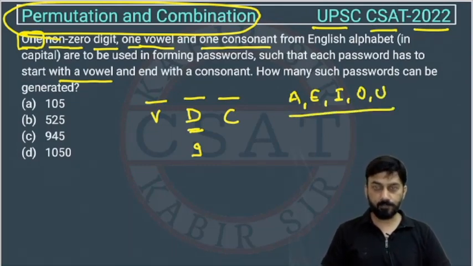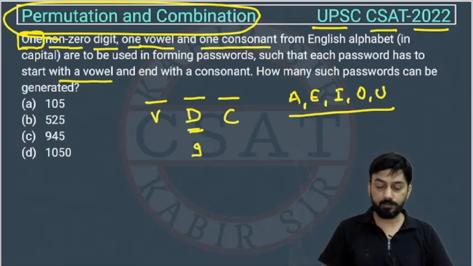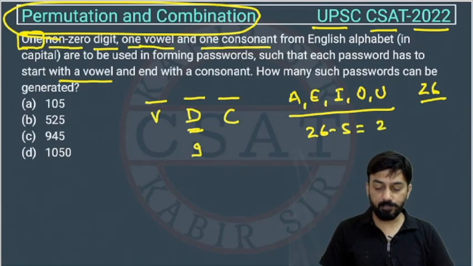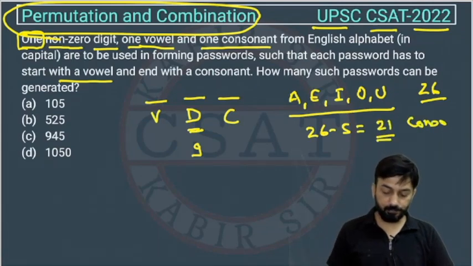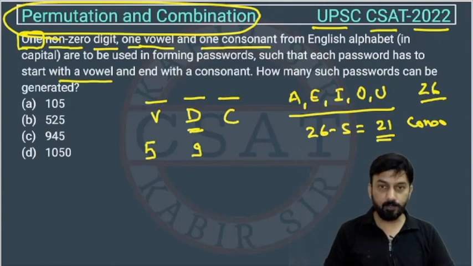Consonants are the alphabet letters that remain if we remove the vowels. So in total we have 26 letters. Okay, from those we will remove the 5 vowels. So how many consonants are we having? 26 minus 5 means 21 consonants, right? So these are consonants. Okay, so vowels can be 5, so total possibilities are 5, right? And the consonants are 21.